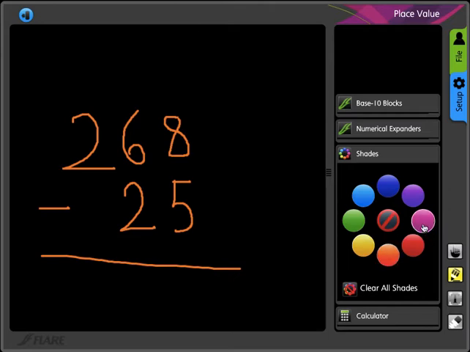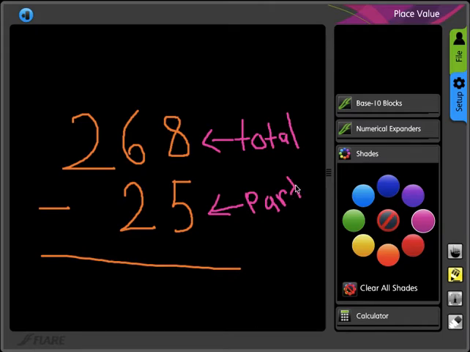So the first thing you want to do is you're going to set up your equation vertically. So vertically means up and down. So you're going to put your total on the top. Your biggest number goes on the top. And then you're going to put the part that you're taking away on the bottom. Okay? So your total, the biggest number's on the top, and then the part that you're taking away goes on the bottom.